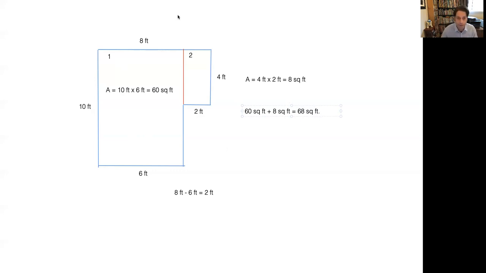That is our answer. Let me see if I can circle this. Oop. Still learning these tools, guys. Let me try that again. I got to start over here, right? Is that how it works? Well, never mind about that little circle. So this is our answer, right? 68 square feet. Okay, we're going to practice one more of these together.